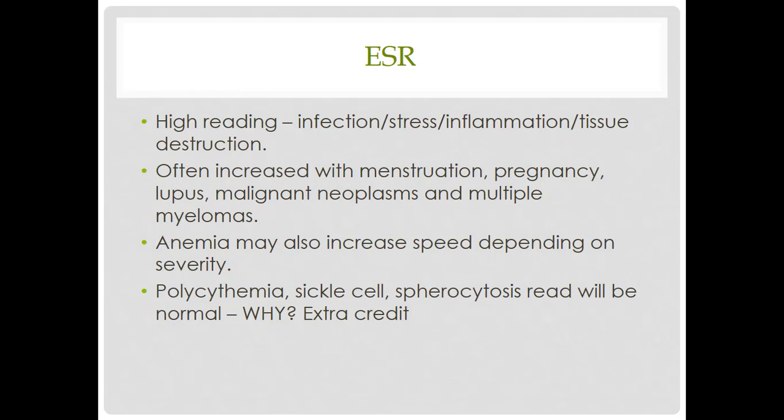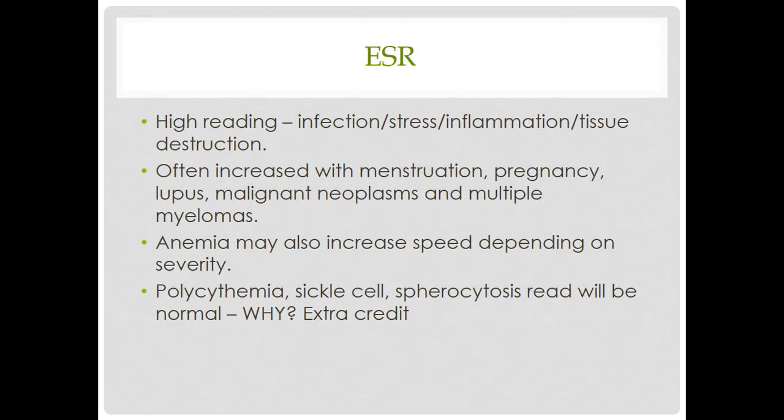It's often increased, the damage, with menstruation, with pregnancy, lupus, malignant neoplasms, and multiple myelomas. So again, because you're in that constant state of inflammation, because your white blood cells are constantly activated against these cancers, or if you're pregnant, your white blood cells are working hard to protect the baby, multiple myelomas, lupus, even fibromyalgia, that type of thing, where you're constantly in that inflammatory response somewhere in your body, your red blood cells are being damaged.